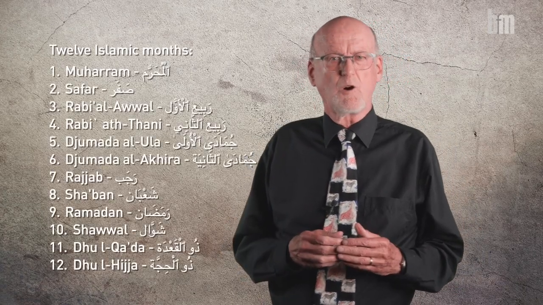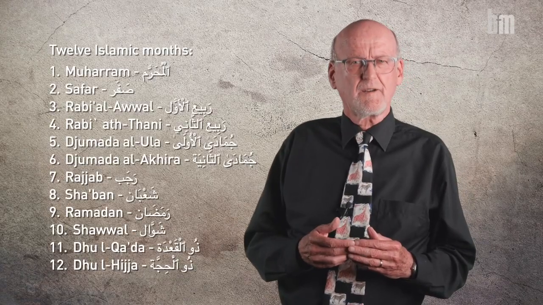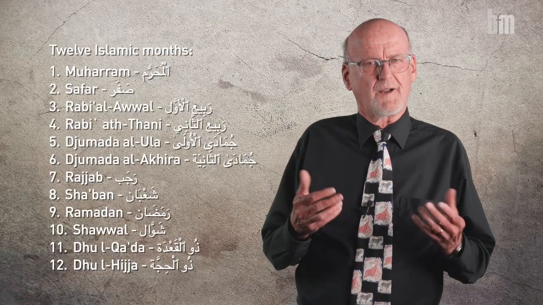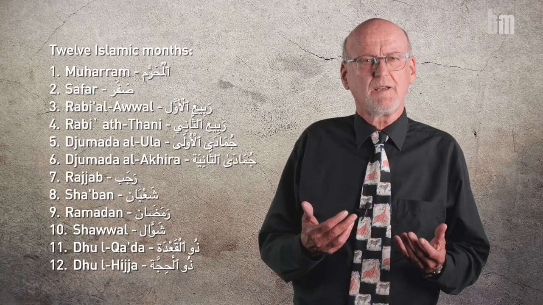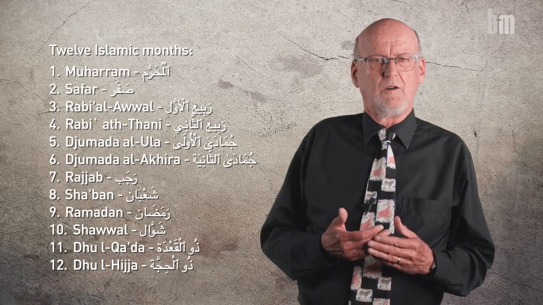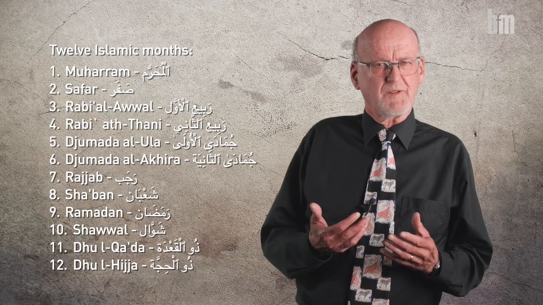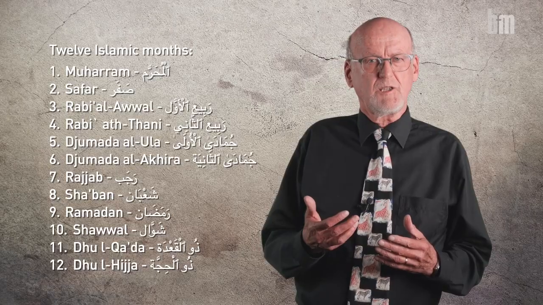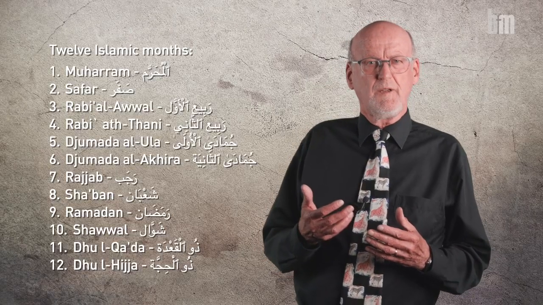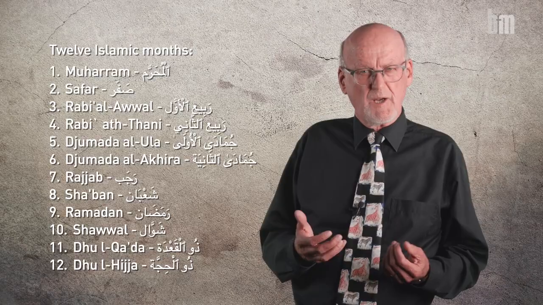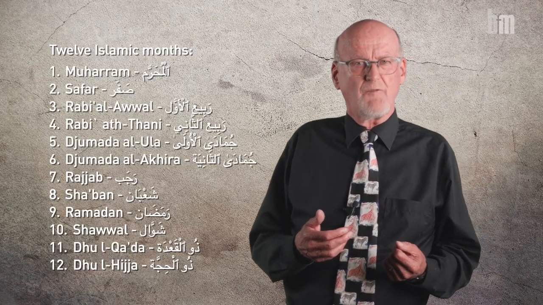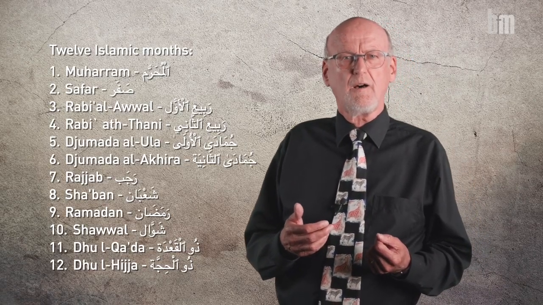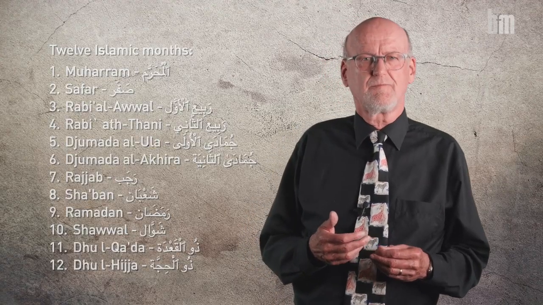Next, I would like to mention the names of the 12 Islamic months. First, Muharram, Safar, Rabi al-Awwal, Rabi at-Thani, Jumada al-Ula, and the 6th month is Jumada al-Akhira, then Rajab, Shaban, and the 9th month Ramadan, and then Shawwal, Dhul Qa'dah, and Dhul Hijjah.